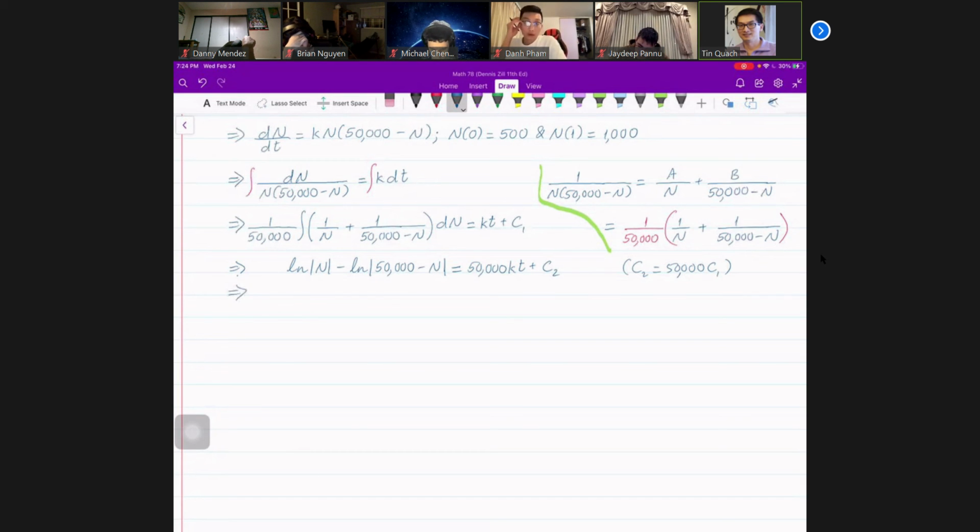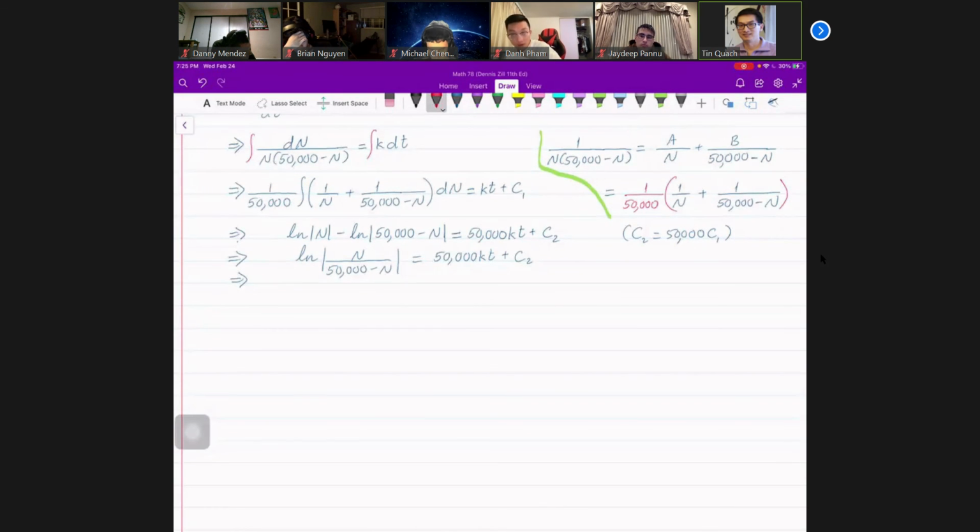So right here, you can combine these two ln to get ln of the absolute value of N over 50,000 minus N. And then the next step is to what? Everybody should know that word now, right? Exponentiate. Okay, so you're going to exponentiate both sides.